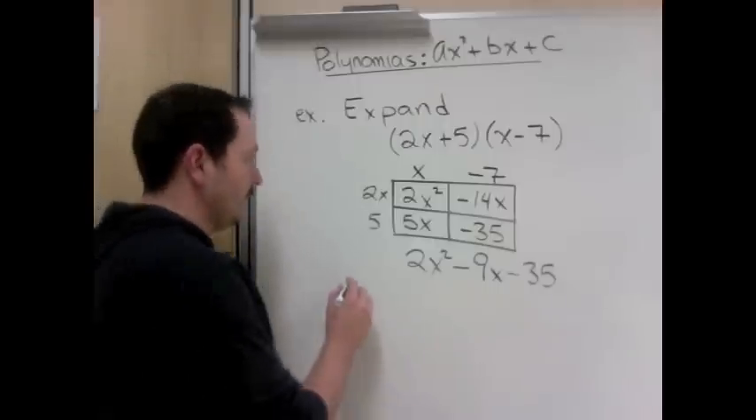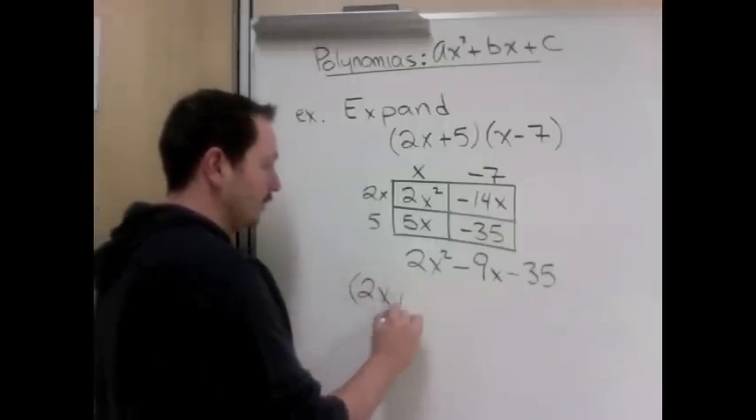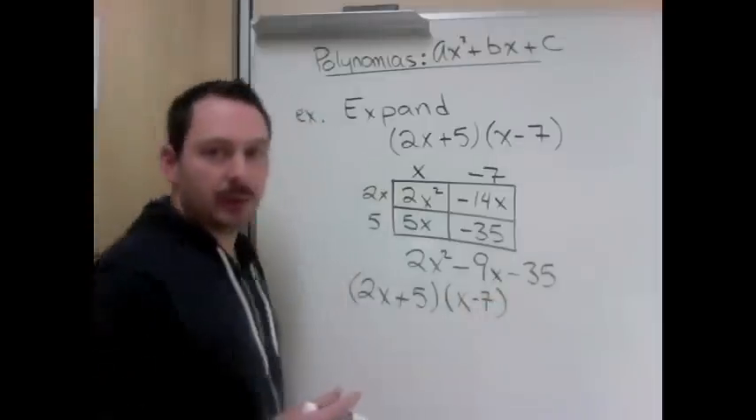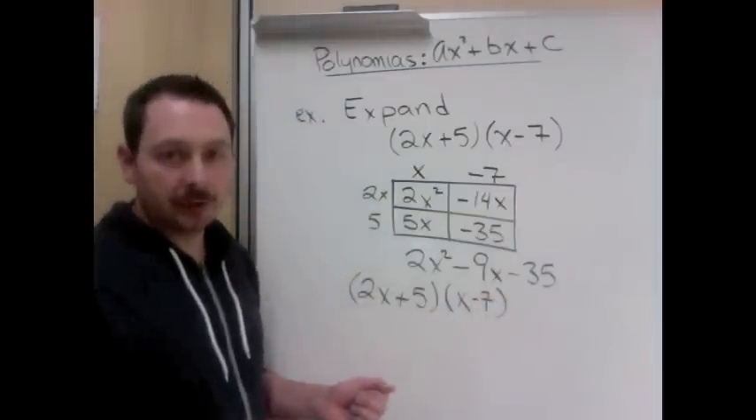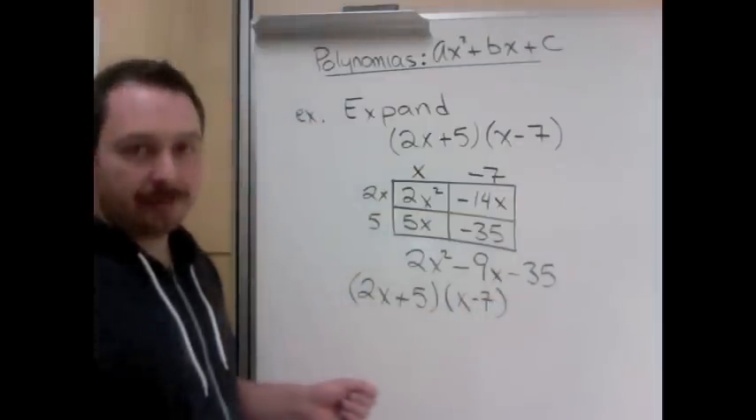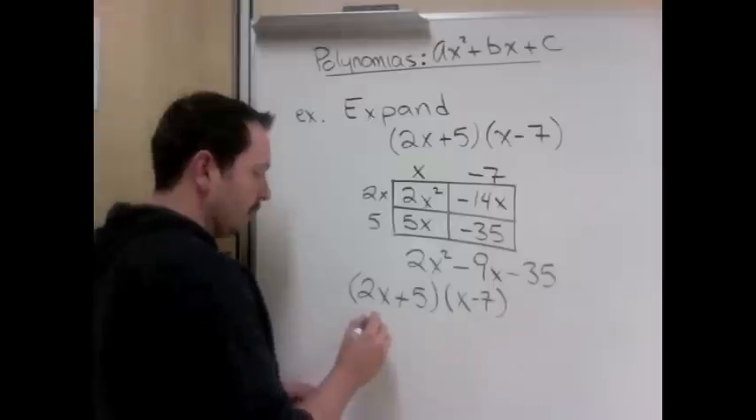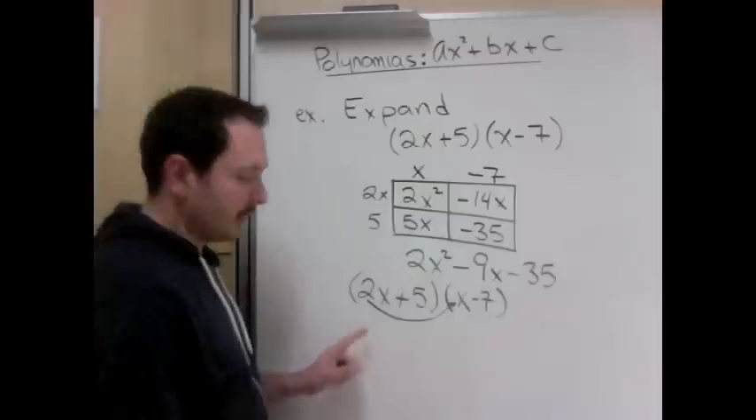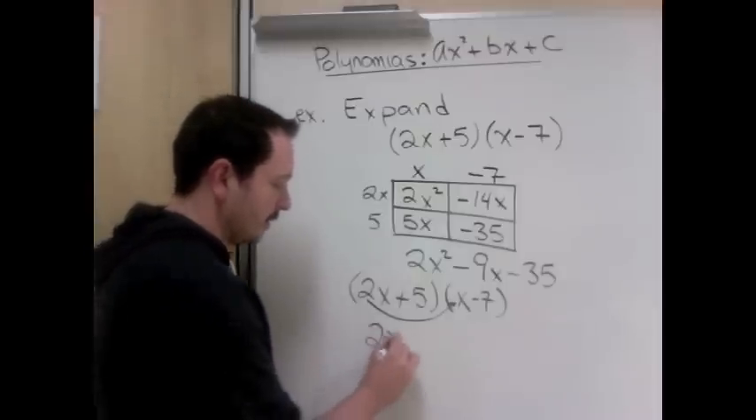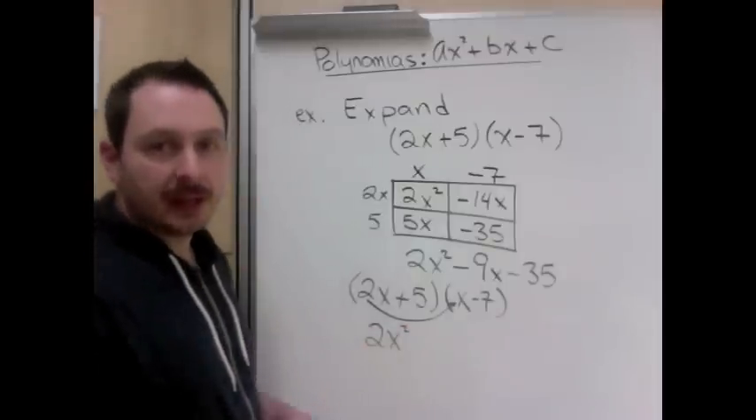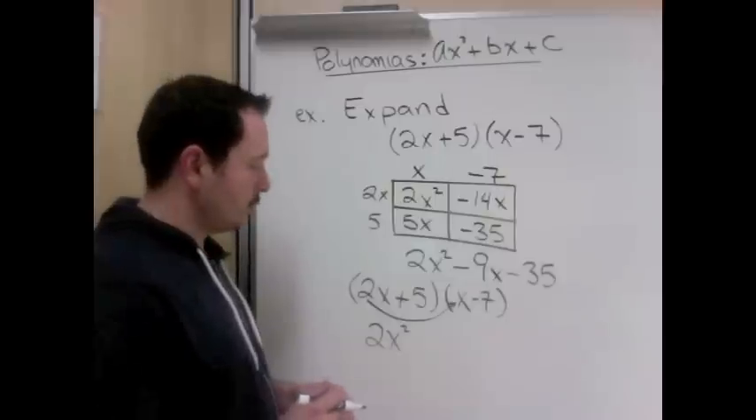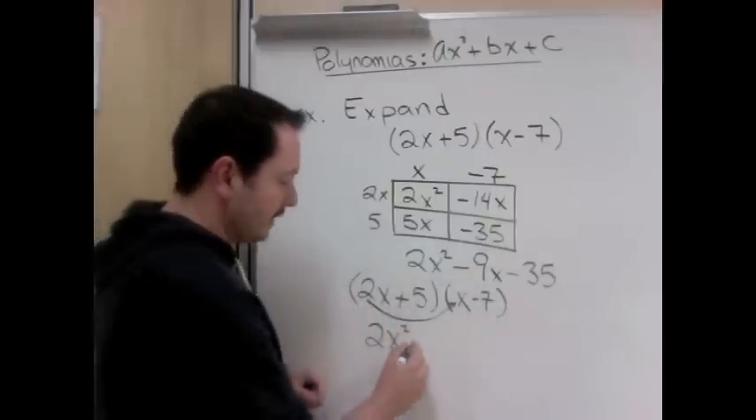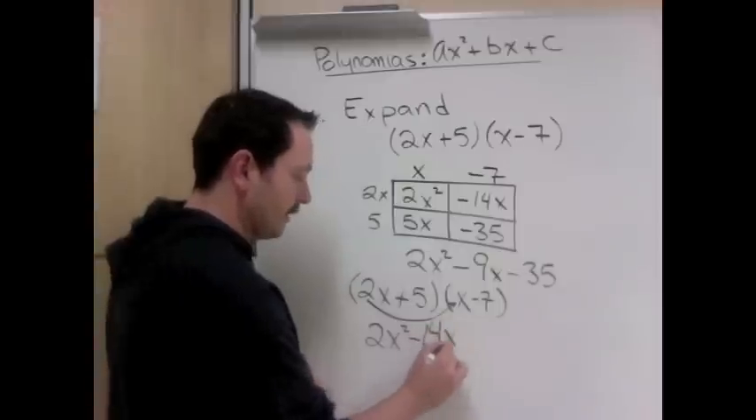The other method to do this would have been to have used our distributed method. And our distributed method when we have binomials is called FOIL. FOIL is the F stands for first. Okay? So first one times the first one, the first part of each bracket. So 2x times x, 2x squared. Now the O in FOIL stands for outside. The outer pieces, 2x times negative 7 is minus 14x.